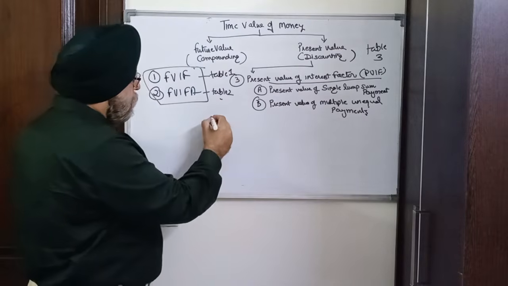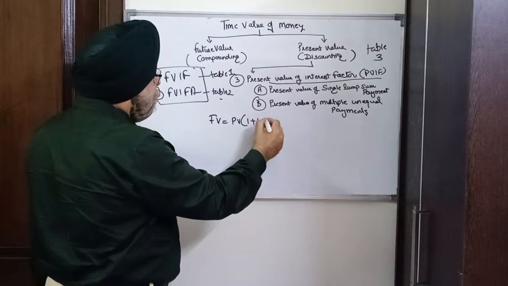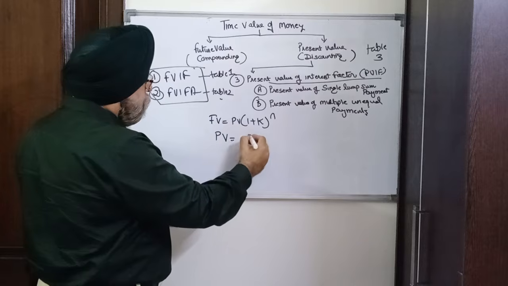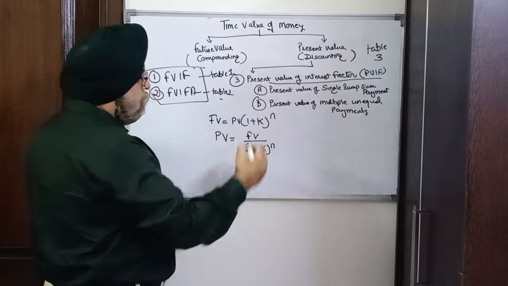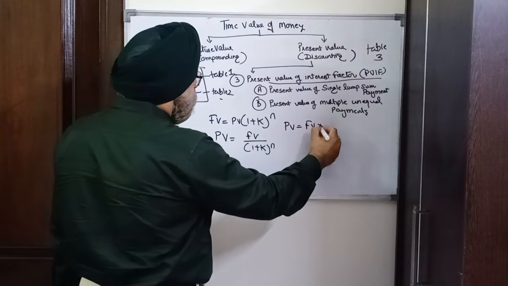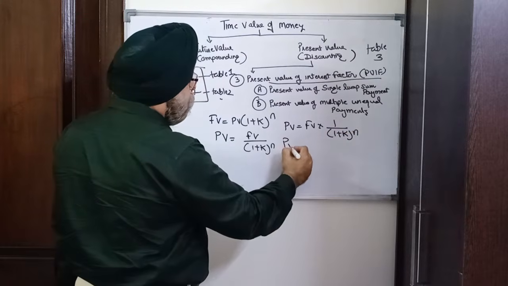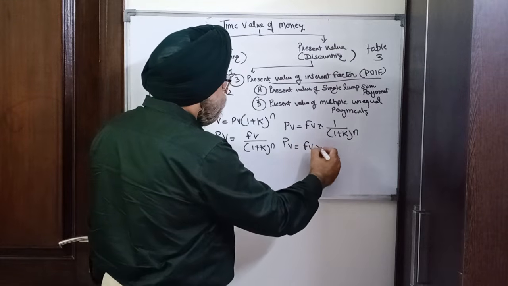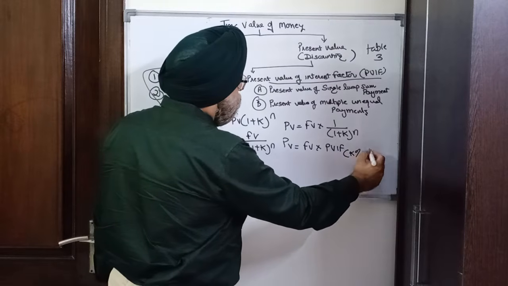The formula for future value was PV 1 plus K raised to power N. Now we want to know the value of PV. Now it will be FV upon 1 plus K raised to power N. Or we can write it as PV equals FV into 1 upon 1 plus K raised to power N. And if we have to use the table, that is table number 3, FV into PVIF K percentage comma N.